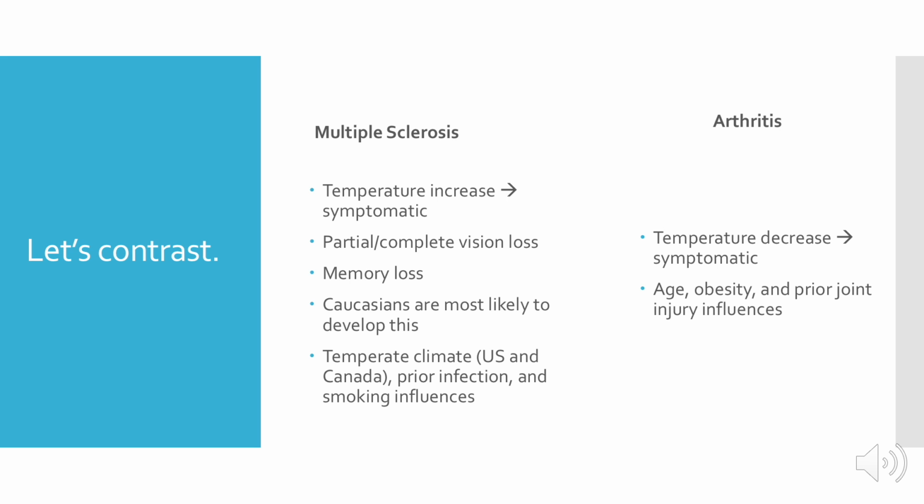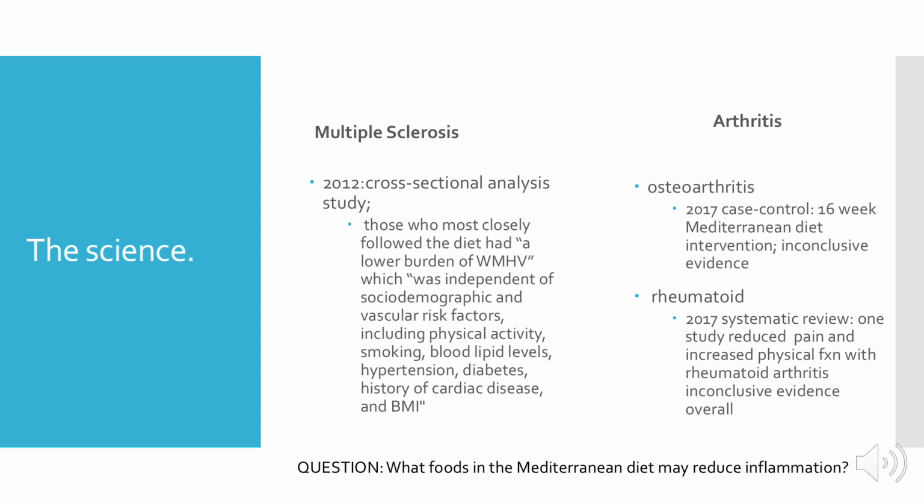But that actually doesn't happen very much in arthritis patients because, remember, we talked about how the disease attacks mainly the joints there. So other factors that play into the causes of both, especially MS here, is if you live in a temperate climate, which is quite interesting, if you're Caucasian, prior infection, and smoking influences, so even like secondhand smoke, and if you were a smoker yourself, and in arthritis, age, obesity, and prior joint injury also influence that as well. So again, similar yet quite different.